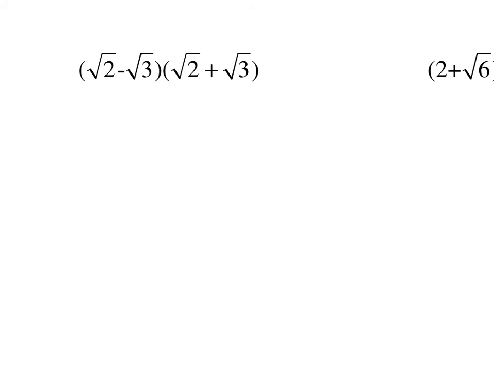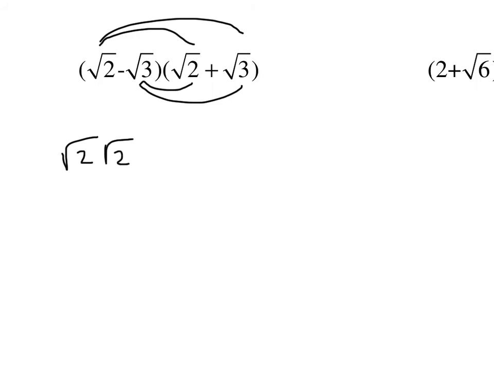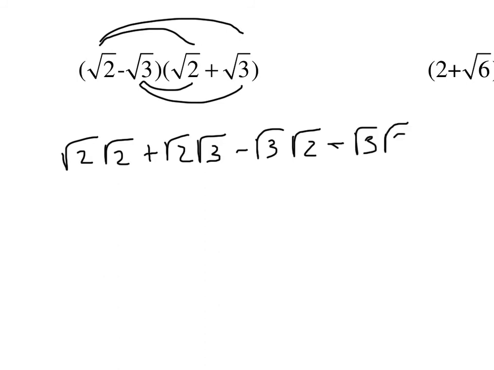Look at this one. How do we handle a problem like this? A binomial times a binomial, we FOIL. First, outside, inside, last. So, first, square root of 2 times the square root of 2. I'm going to write that out just so we'll make sure we know what we're doing. So the outside is plus square root of 2 times the square root of 3. Inside is minus square root of 3 times square root of 2. Last is minus square root of 3 times square root of 3.